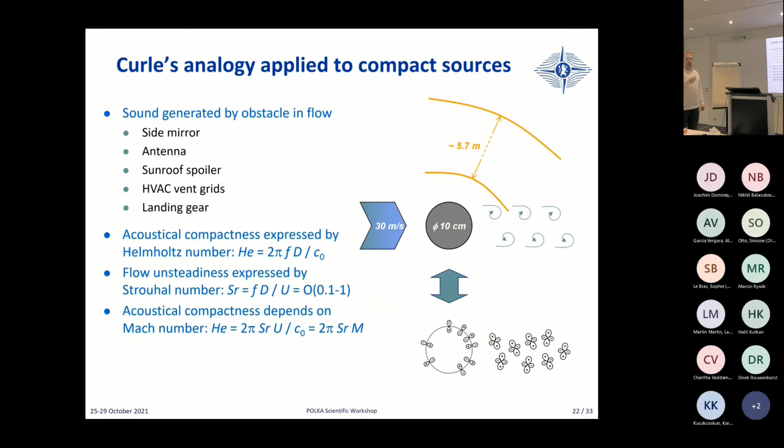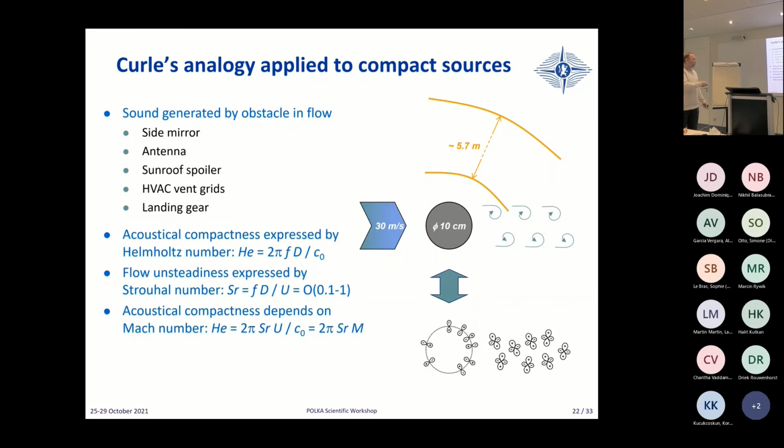For a cylinder, it's Strouhal 0.2. If you take a square cross section, it's going to be 0.14, depending on the angle to the flow. But the order of magnitude is usually that. Then it means that the Helmholtz number can be written as 2 pi Strouhal times the Mach number. And therefore, it suffices for the Mach number to be small for the Helmholtz number to be small, because the Strouhal number is bounded and usually a small value.